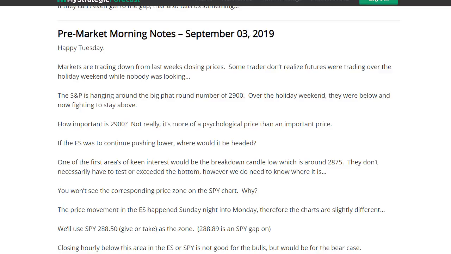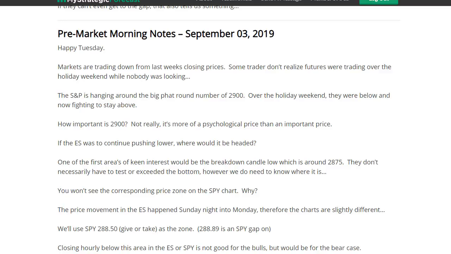There's nothing wrong with being off for a while. Continuing on, if the ES was to continue pushing lower, where would it be headed? One of the first areas of keen interest would be the breakdown candle low, which is around 28.75.